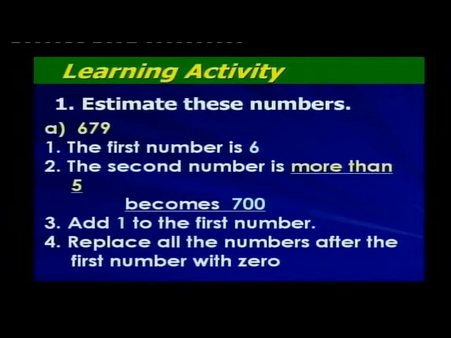Once you add 1 to 6, or it can be any other number, depending on the second number, if it's greater than 5, then you just add 1 and replace all the numbers after the first number with 0, like what is shown here. I have added 1 to 6, and 7 and 9 is no longer there. I have replaced it by putting 0. So 679, if we are to estimate that, it would be 700.